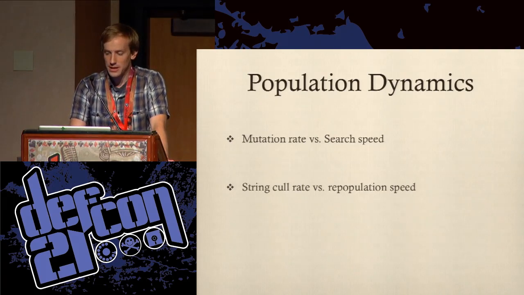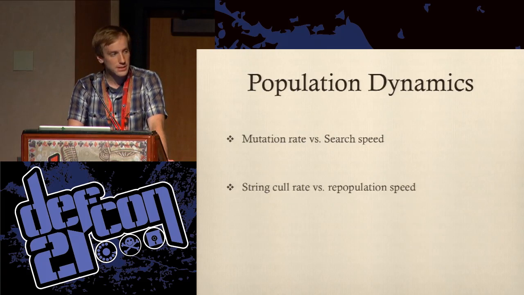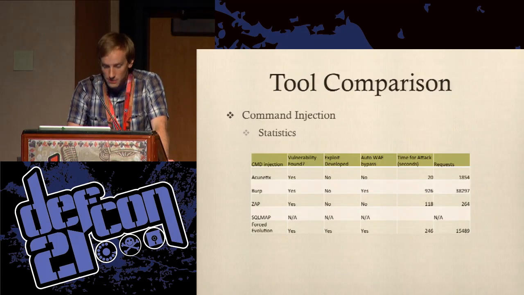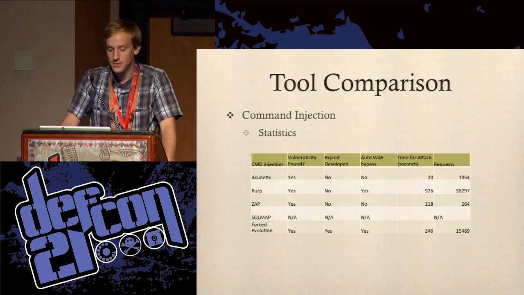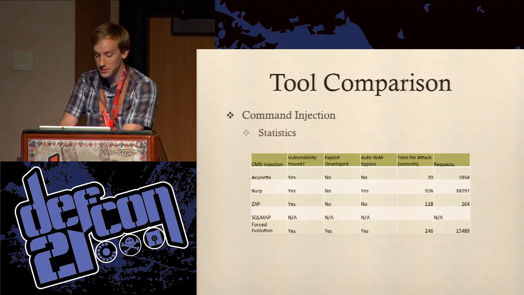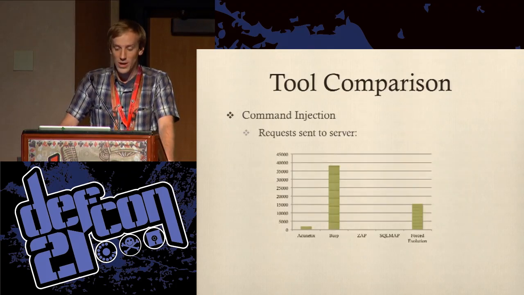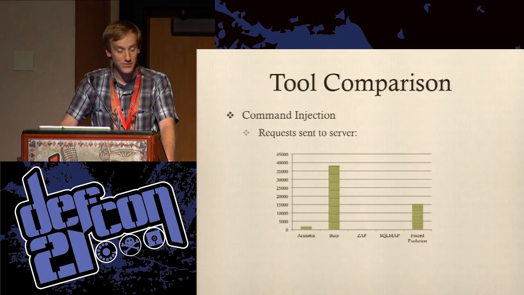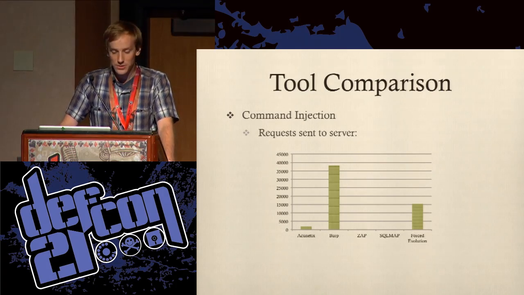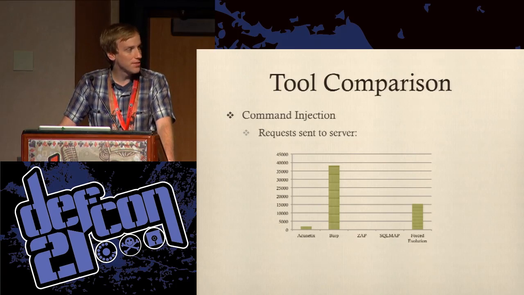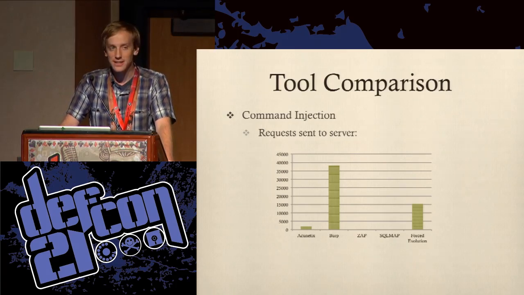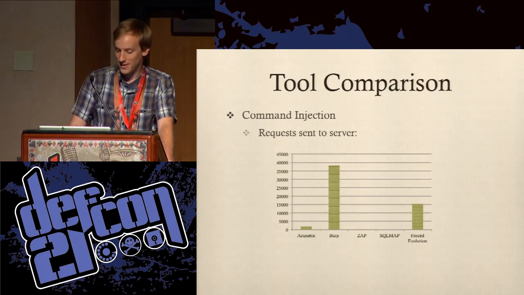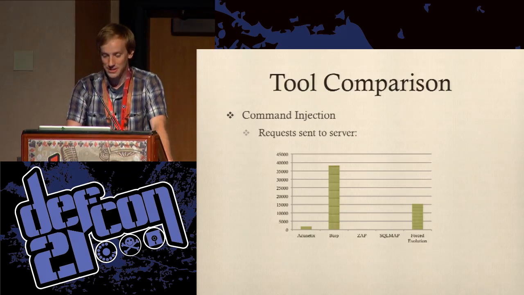With these things in mind, I went ahead and compiled a couple of statistics on the leading edge tools. I did Acunetix, Burp, ZAP, the OWASP ZAP, and SQLMap, as well as forced evolution. This is just the raw data, but I'll go through some charts to show you how it compares to them. The number of requests sent to the server is a very significant amount. Forced evolution sends, on average, maybe 10 to 30,000 requests to a server. So this is not exactly a stealth attack tool, but we'll get into some of the pros later.